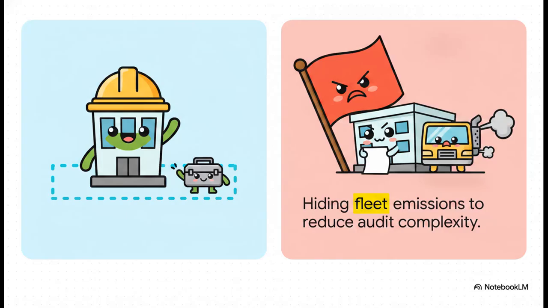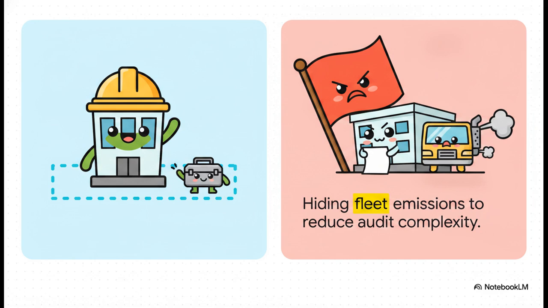And this brilliantly illustrates the difference between what's acceptable and what is a massive audit red flag. A justified exclusion? Well, that might be a construction company leaving out a subcontractor's internal operations because, hey, they genuinely don't have operational control over them.